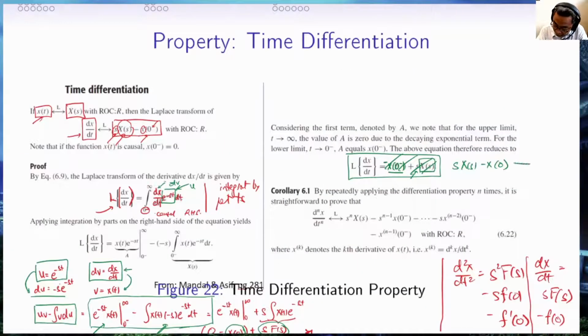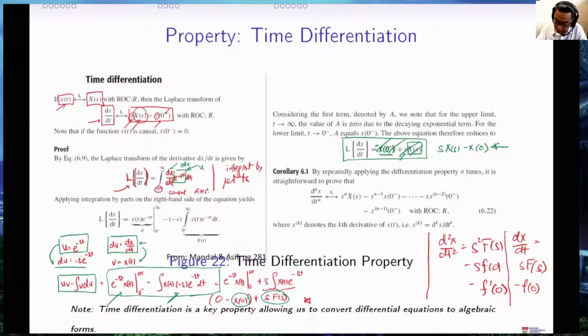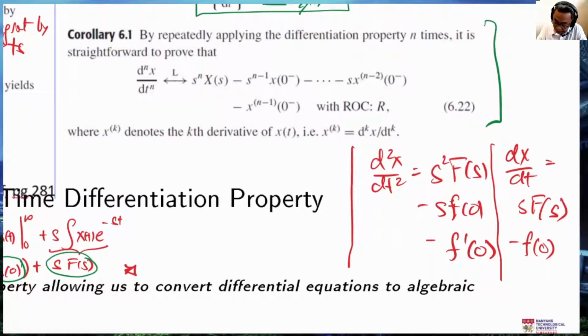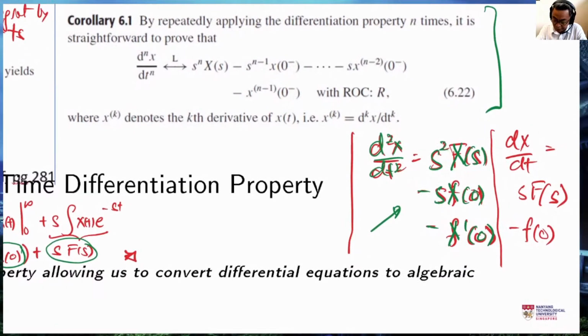Okay, so notice the mistake here. Alright. You can of course generalize this for nth order differential equations. And I do the second order for you here. d2x over dt squared is equal to s squared X of s minus s x of 0 minus x prime of 0. Okay? Alright.